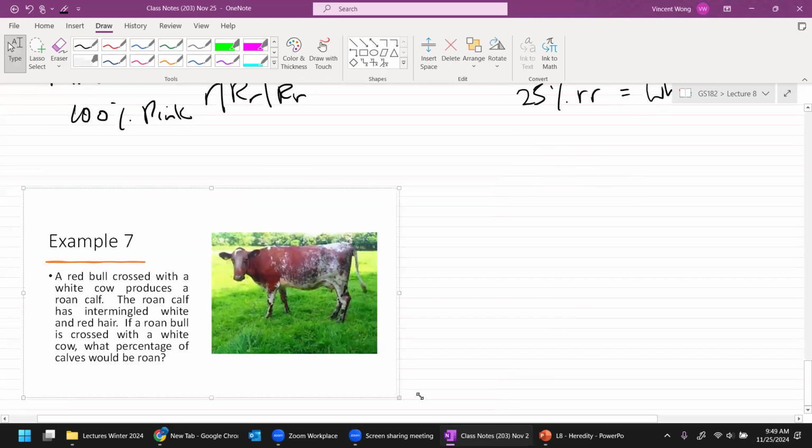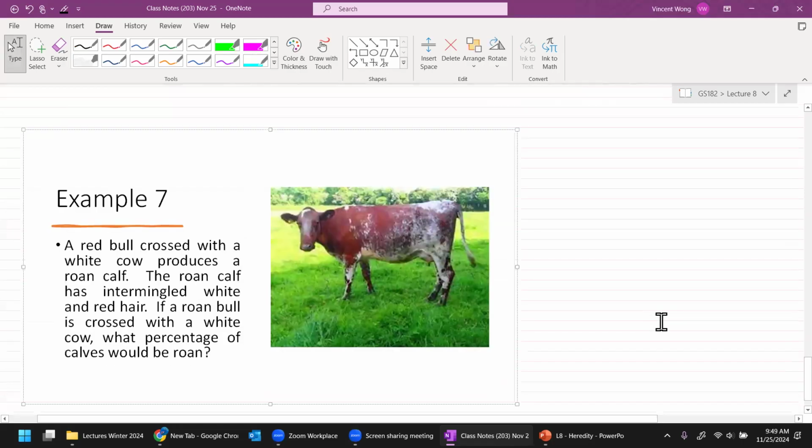Okay, just one last one here. A red bull is a male cow, okay? A red bull, like the drink, crossed with a white cow produces a roan calf. Again, I know it's confusing, but bull is male, cow is female, calf is baby cow.